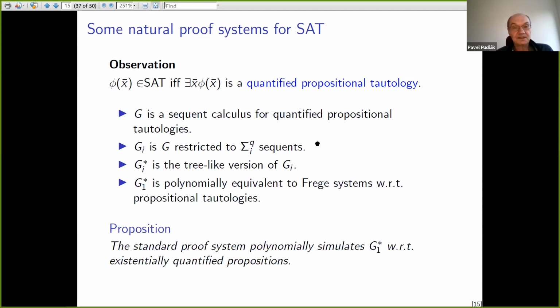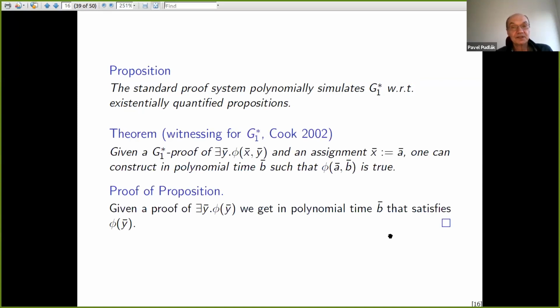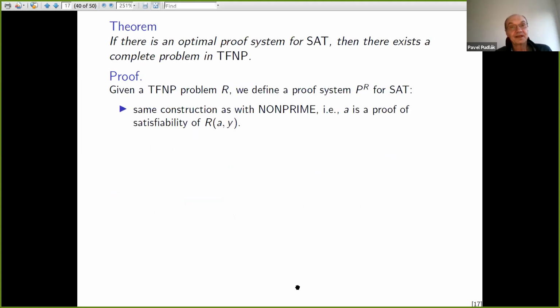What is interesting is that the standard proof system polynomially simulates the G star 1. I'm not going into the details about it. And the point is that this is the witnessing theorem of Cook. So the bottom line is that if you have a witnessing theorem in a proof system, then it essentially means that the standard proof system polynomially simulates it. Okay.